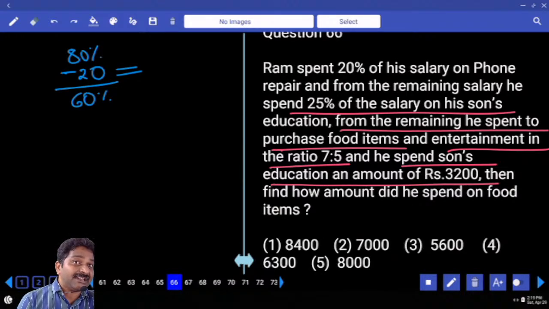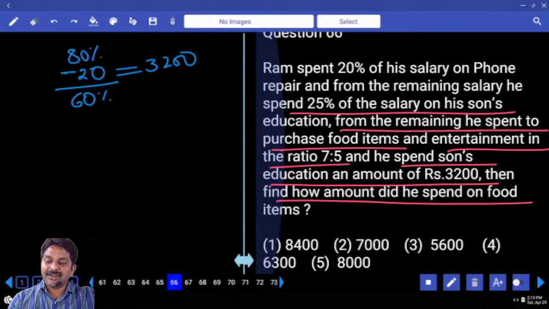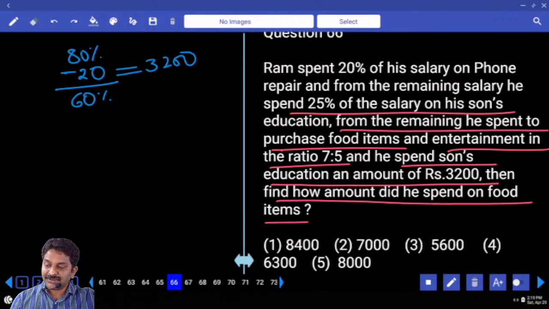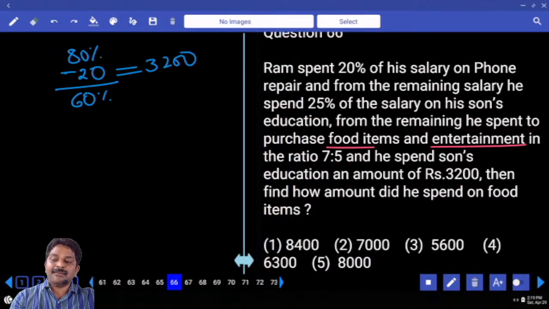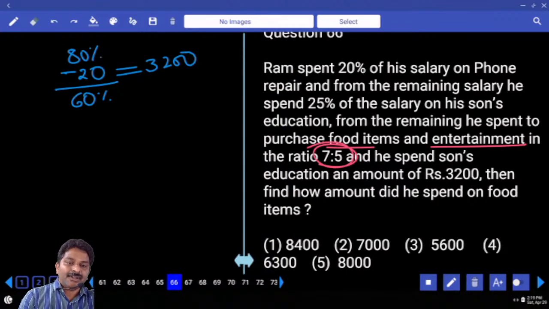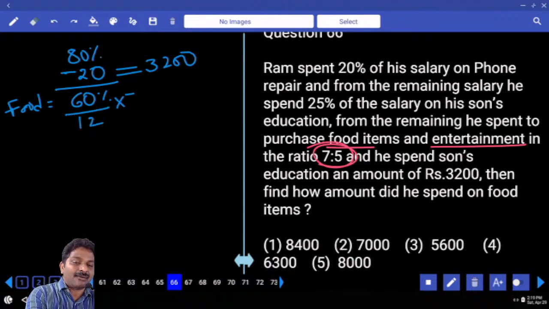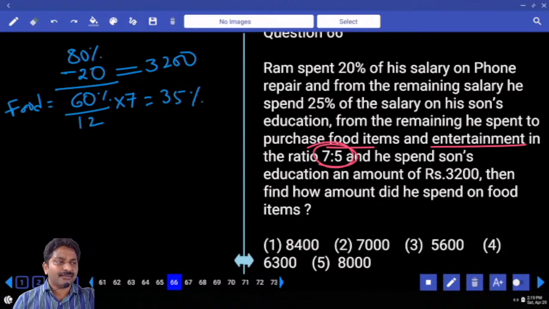How much was spent for son's education? 20% in terms of percentage. Which is equal to 3,200 only. Now the question is, find how much amount did he spend on food items. Food items and entertainment. How many parts are there total? 12 parts. Then from this, if you want to calculate food items, this is divided into 12 parts, and now we need 7 parts, which is equal to 35%. Yes or no? 20% value is equal to 3200, and now we need 35 percentage.